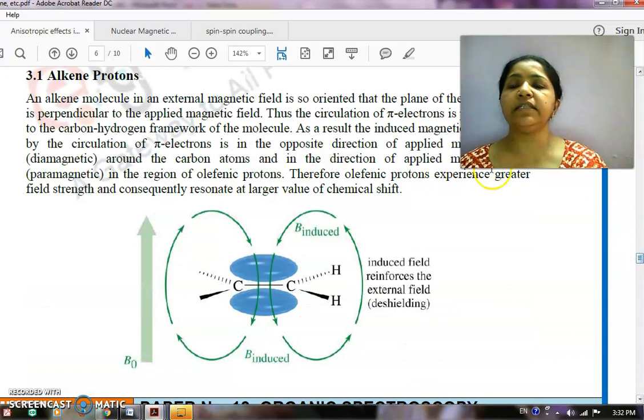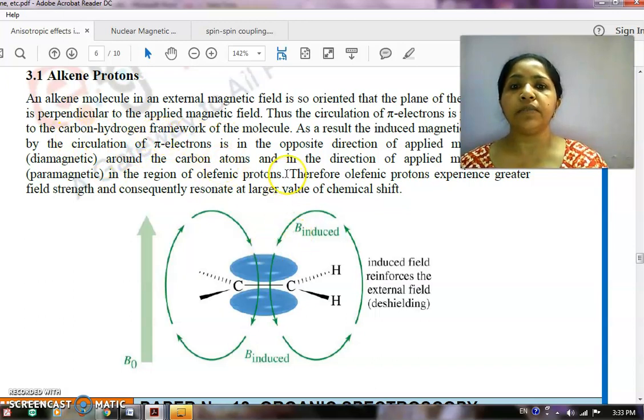Now, first of all, let us see the alkene example. Here you can see the structure of the alkene. If this is the applied magnetic field, this is planar, and this is the direction perpendicular to the plane. The magnetic field has been applied. Now we see that the pi electrons are perpendicular to the applied magnetic field, and the pi electrons are perpendicular to the carbon-hydrogen framework.